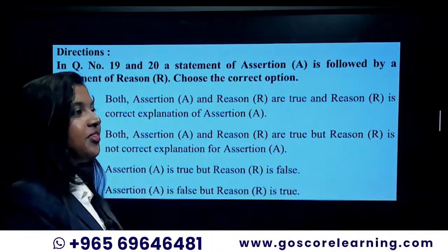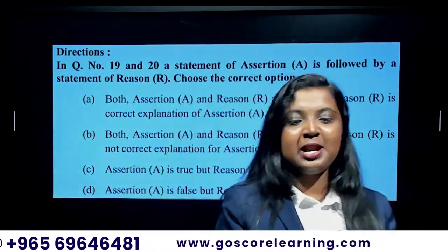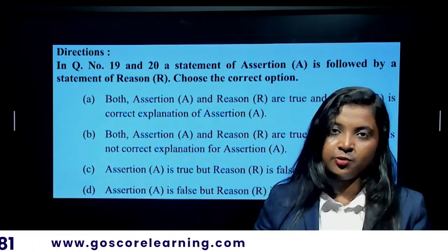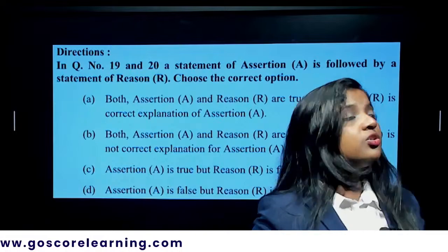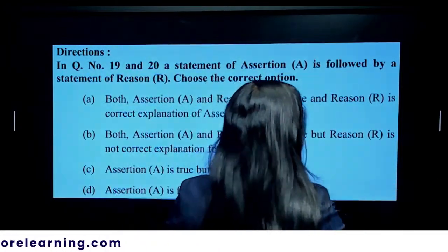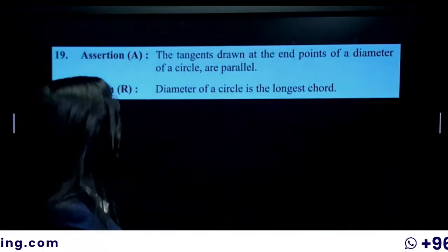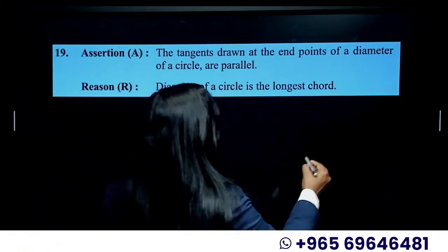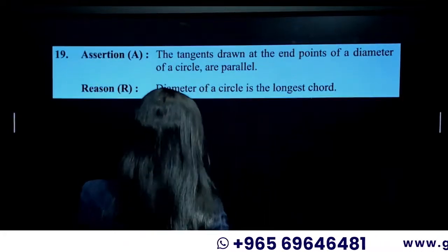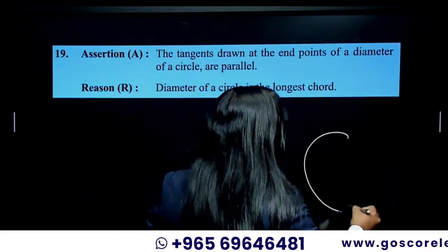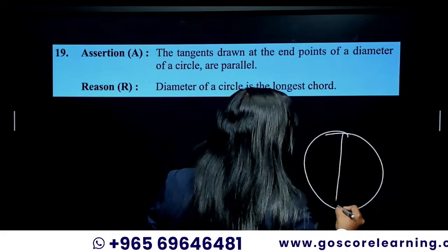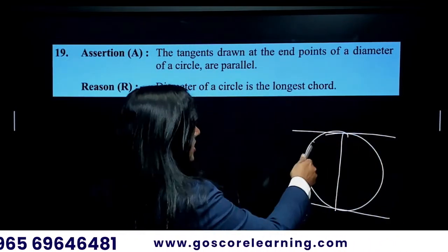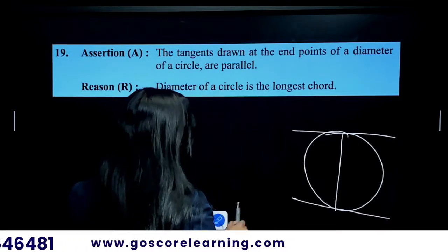Assertion-reason questions. Many of you are scared of the assertion-reason questions, but don't be scared, it is going to be easy. So these are the options, you all know. The first question: the tangents drawn at the endpoints of a diameter of a circle are parallel. So you have a circle and this is the diameter, with tangents drawn at the endpoints of the diameter.